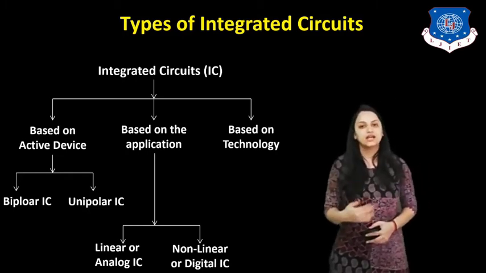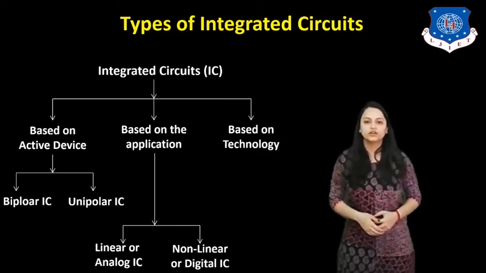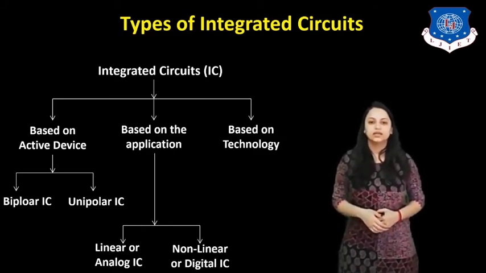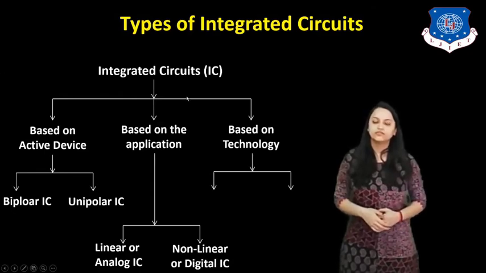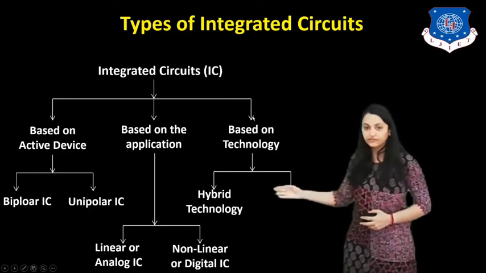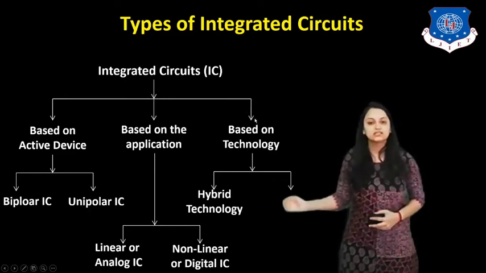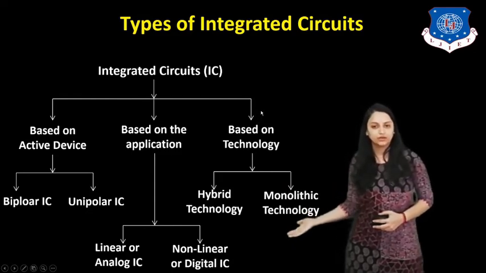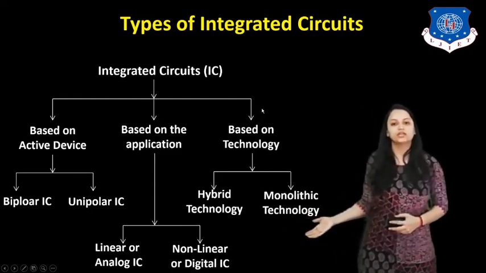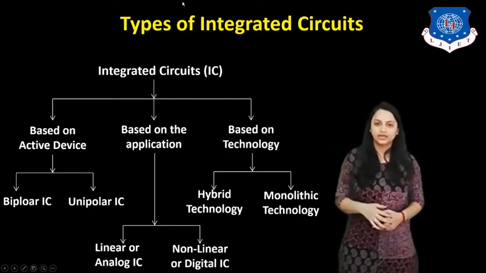Then the next classification is based on technology. Based on technology, again there are two classifications. First one is hybrid technology. And the second one is monolithic technology. If we are using a single monolithic technology, that is also an IC classification based on technology.